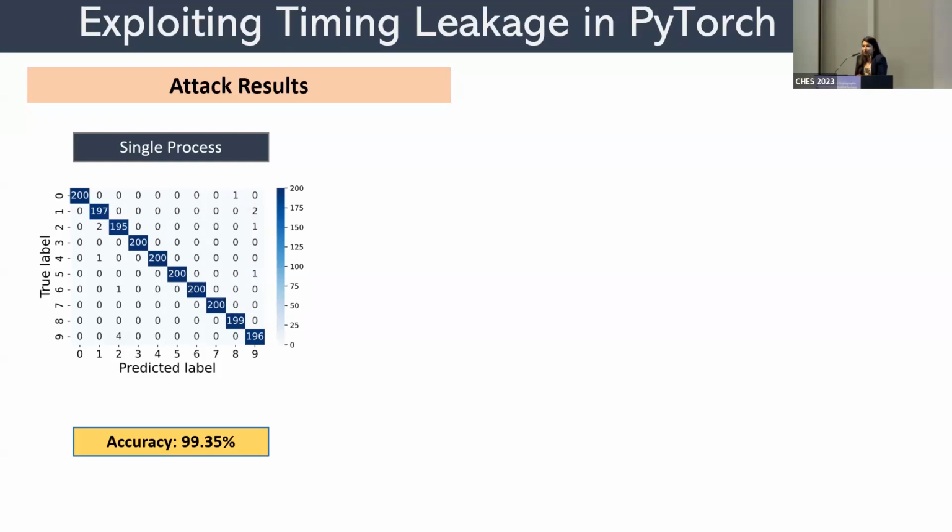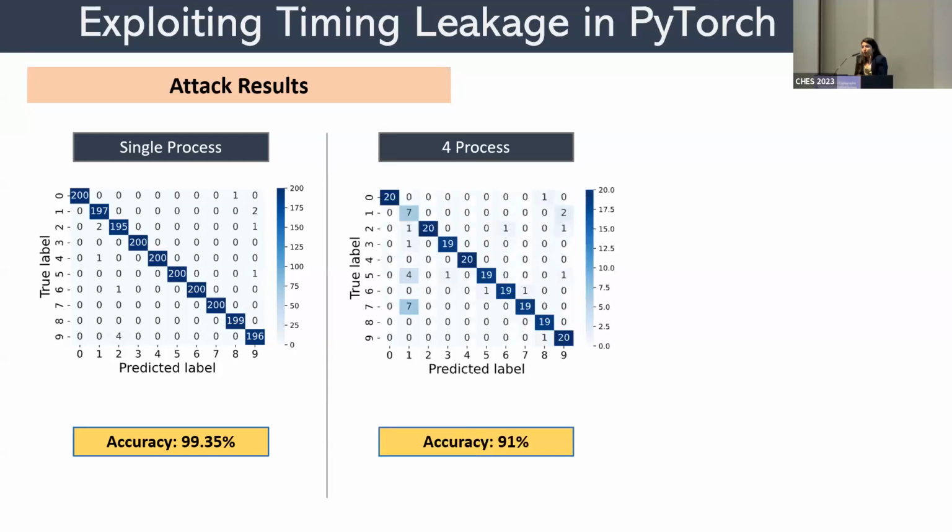So we had 2000 test points, and we got 99.35% accuracy for the ideal scenario, that is the single process. Then we move to a 4-process scenario, where 1 process is the victim and the other 3 are client processes. And we see that the accuracy dropped to 91%. And this is, of course, because of the noise added by the other 3 processes.